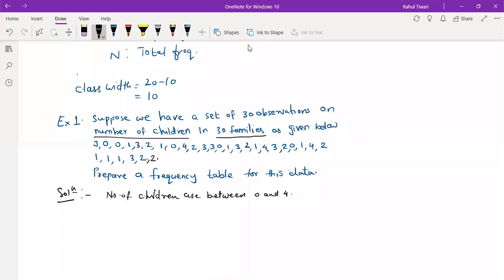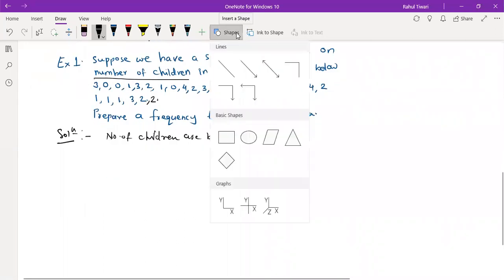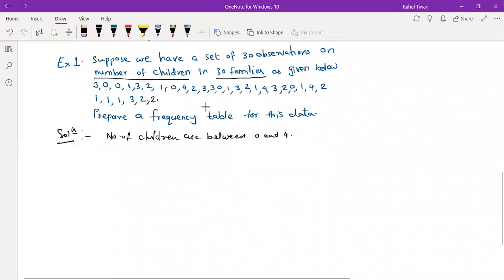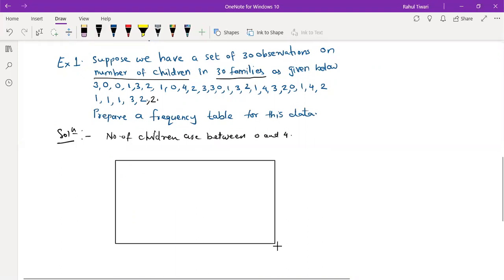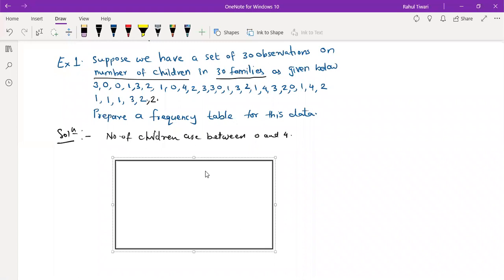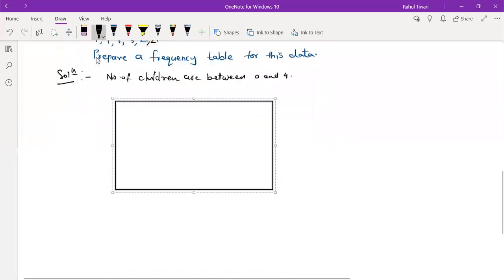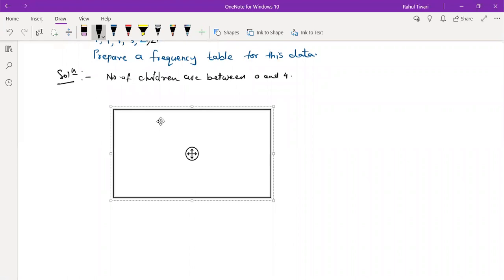So what you have to do is prepare a table. In that table you must have the data, like the number of children. I will not use that notation, I may use that.